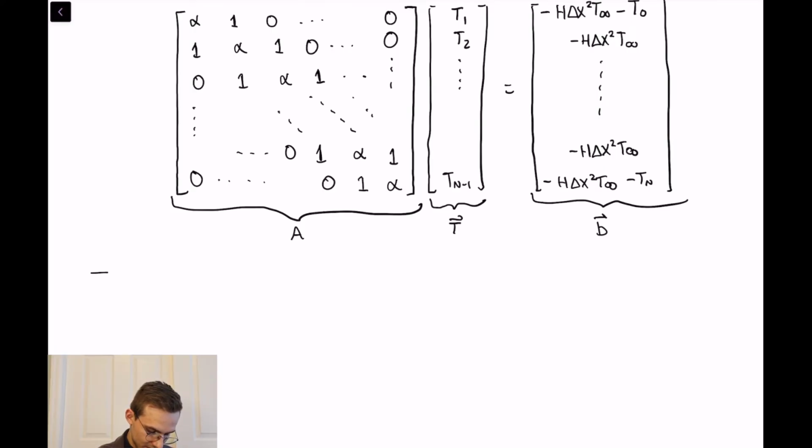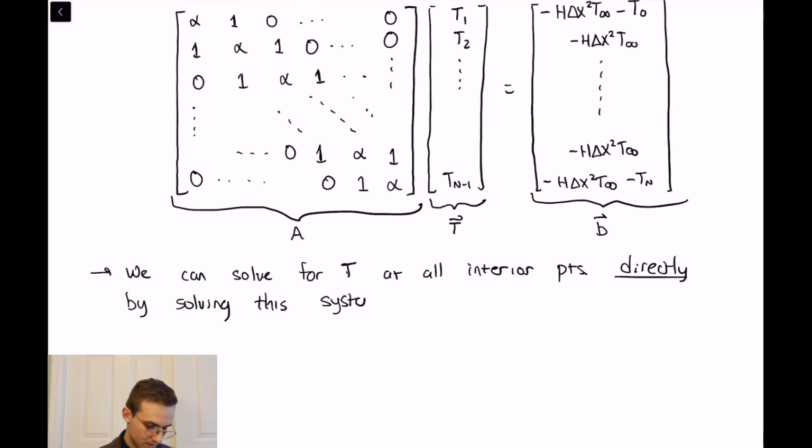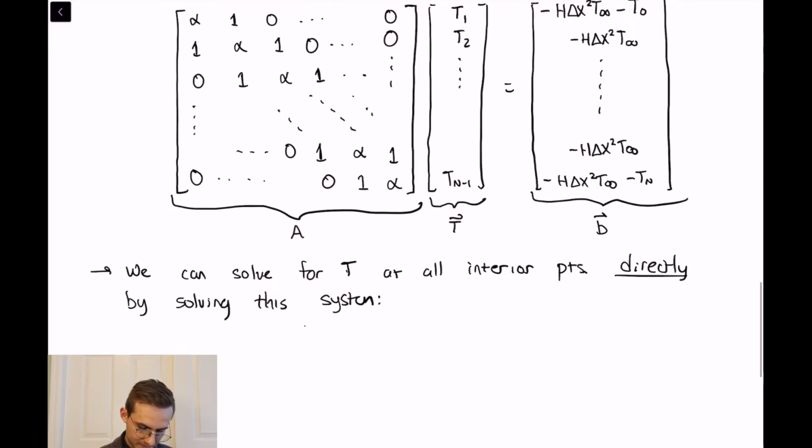So let's write that down. We can solve for T, capital T, temperature, at all interior points directly by solving this system, where the solution becomes T vector is equal to A inverse times B.